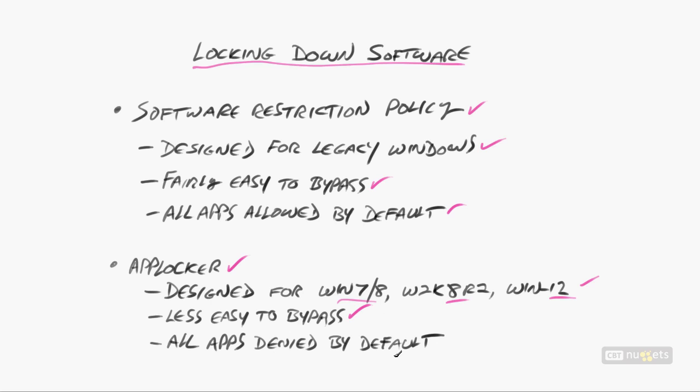Also, all apps are denied by default. In fact, you have to be very careful about configuring AppLocker, because if you just do it part way, you could really lock yourself out of a Windows system. So you need to make sure that you create what we call the default rules, which allows anything in Program Files and the Windows directory to run, so you can at least boot the operating system.